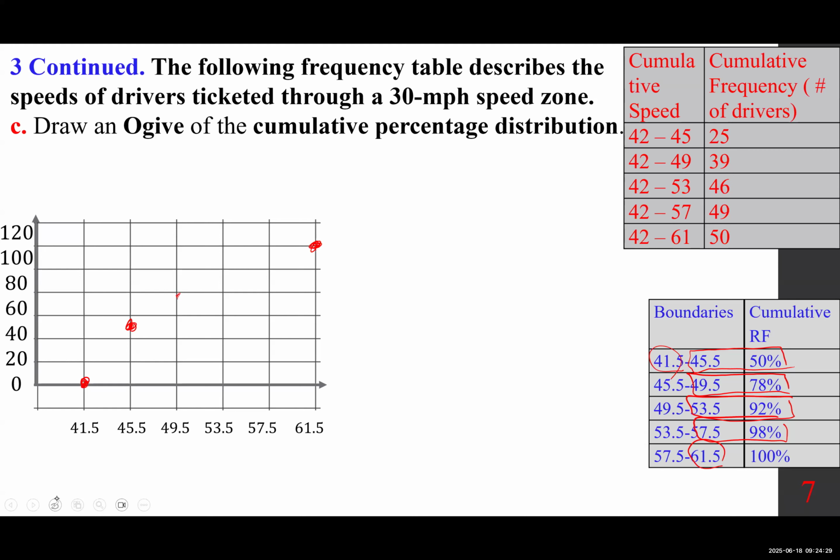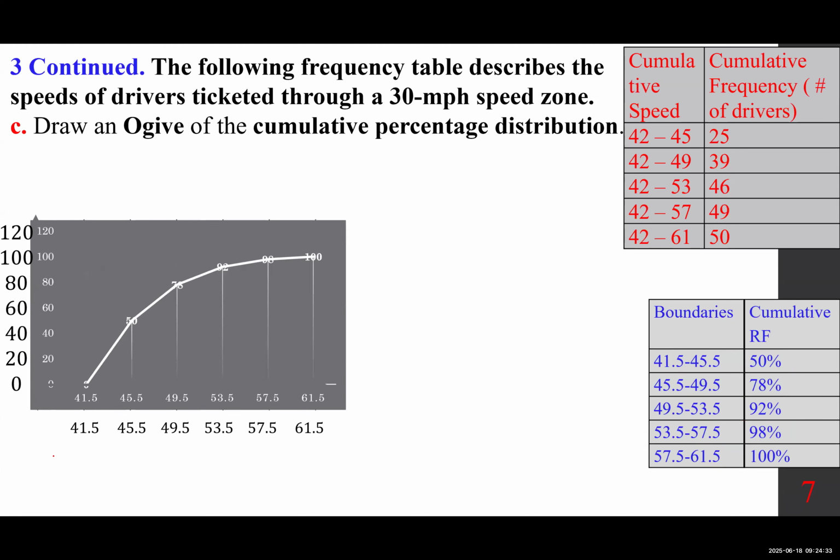Something like that. I'm going to erase my work again and show the final result. So 41.5 corresponds to 0, 45.5 to 50%, 49.5 to 78%, and so on. And you connect them with line segments. Ultimately, it looks like a curve, but you connect them with line segments.